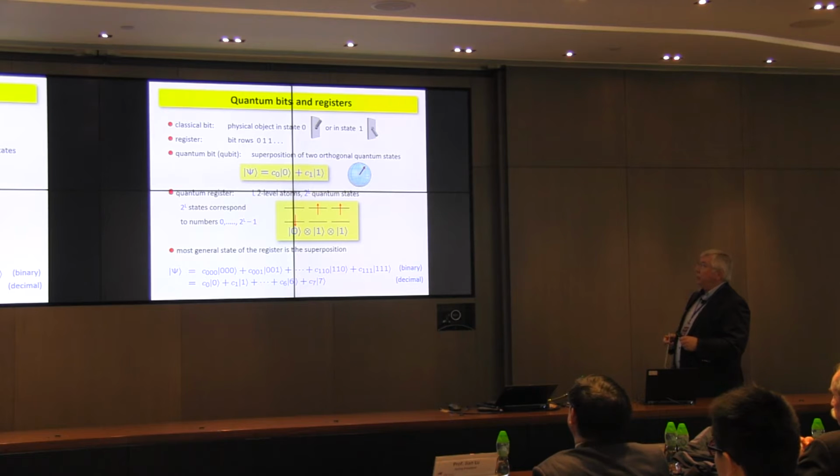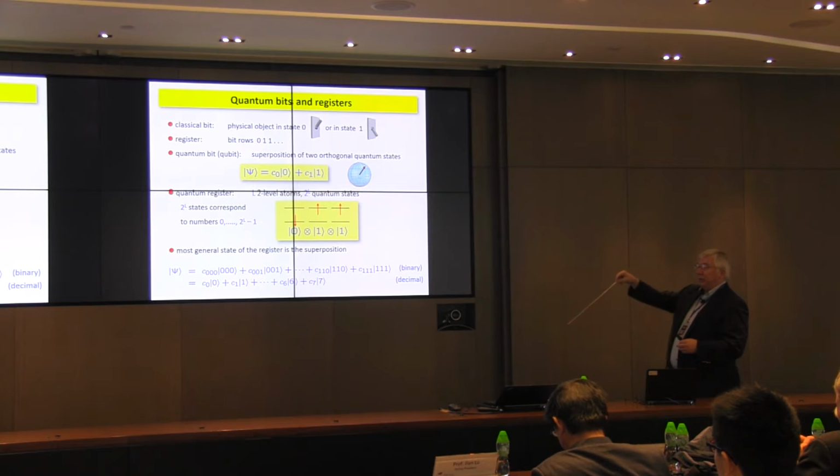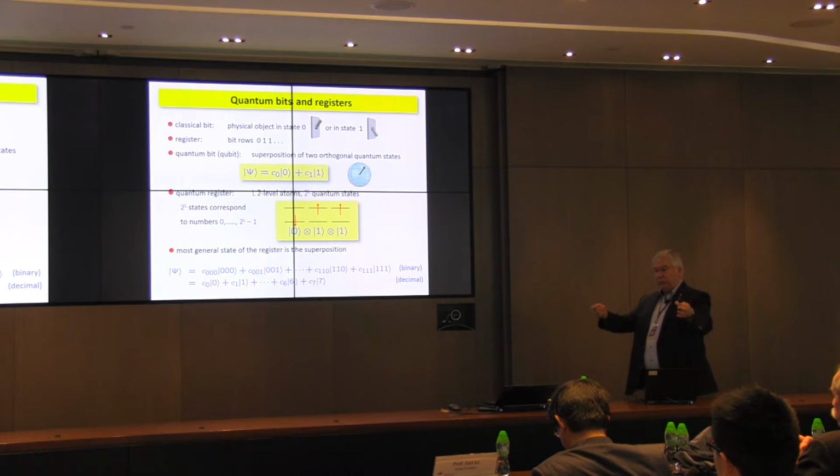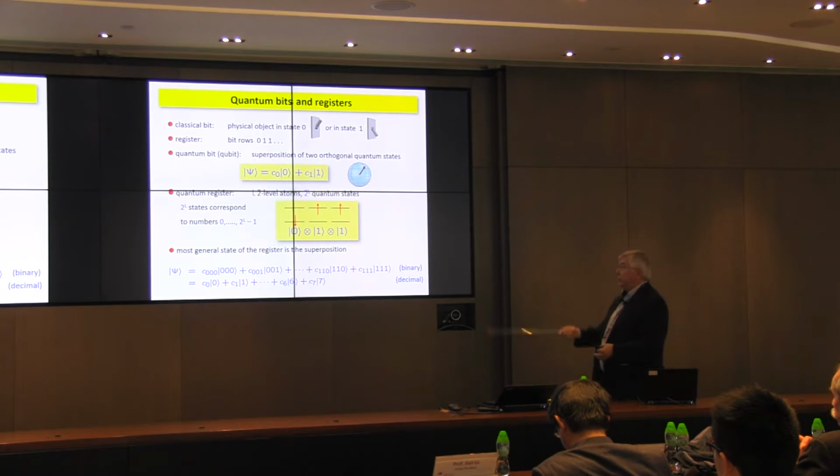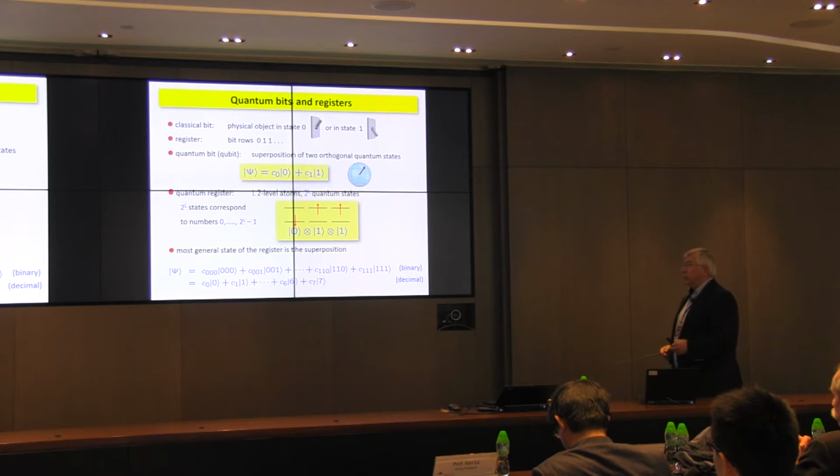First of all, we need quantum bits and registers. A classical bit, of course, is all known to you. It's nothing but a physical object which is either state 0 or state 1, up or down. There's nothing else. And then there's registers, as we know from a Pentium, a 32-bit register, is nothing but a bit row of zeros and ones, or elements that can store zeros and ones.